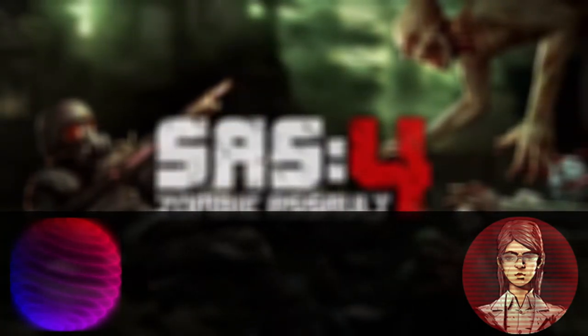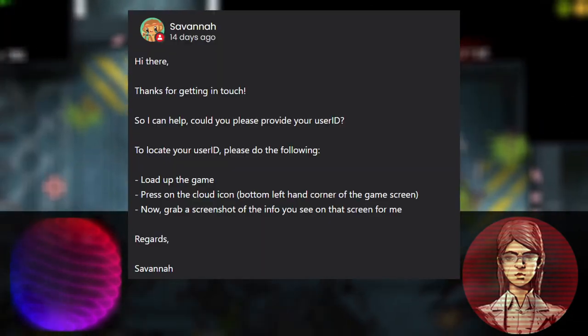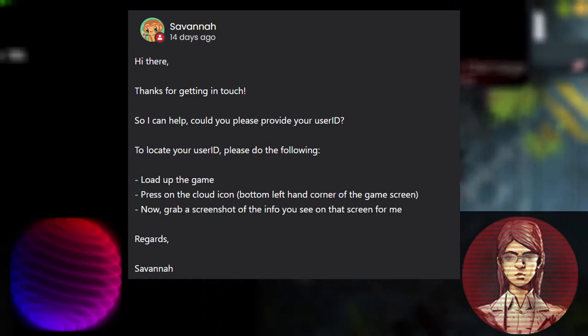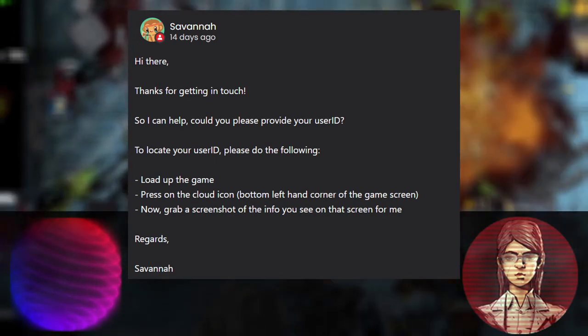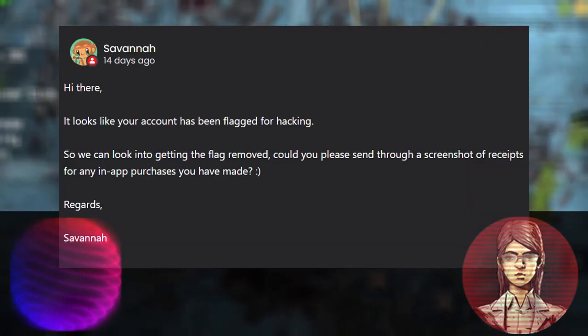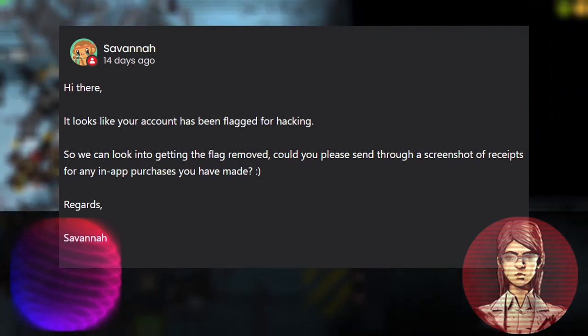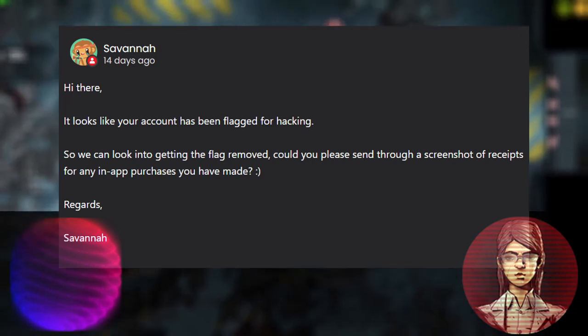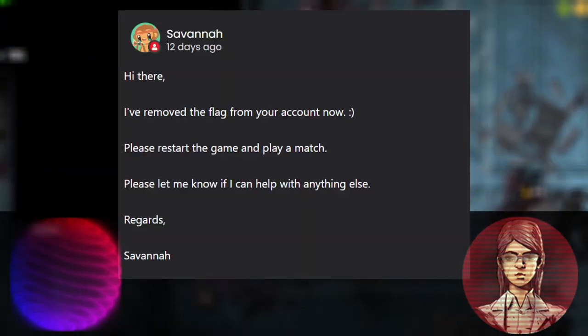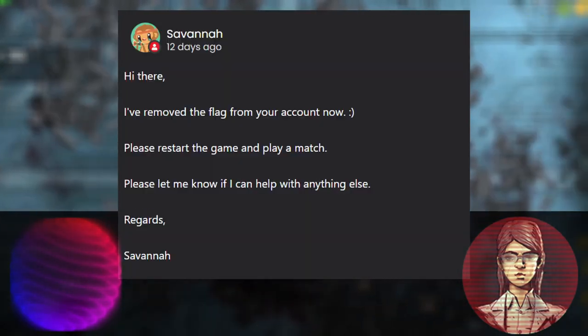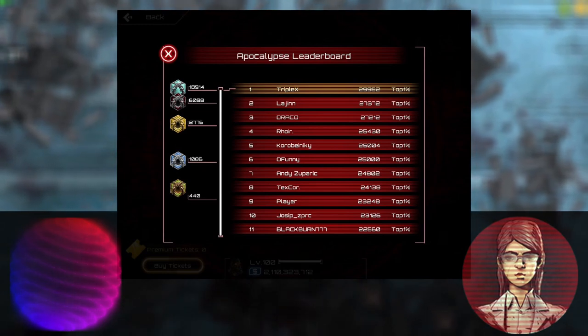That's a long time. What kind of response did Ninja Kiwi give you? First they asked for my user ID. Then they asked for my entire purchase history. So far they had my 61 purchase history, so I sent them 61 screenshots. It was tough. What happened after that? They unflagged my account. So I can play SAS4 as usual.